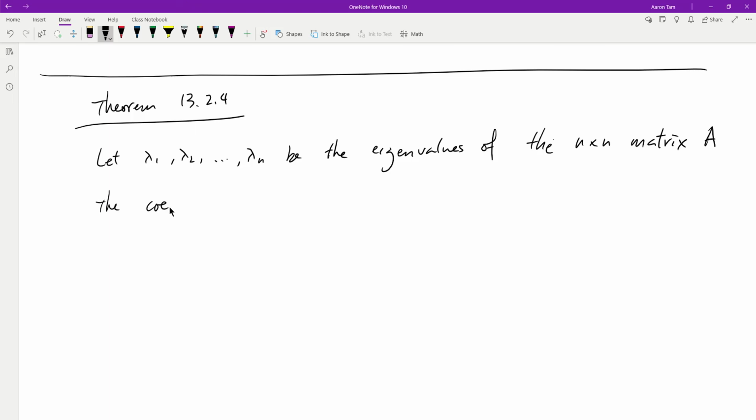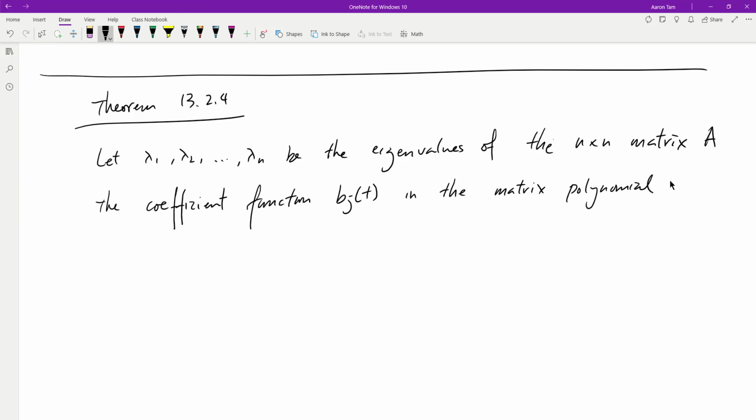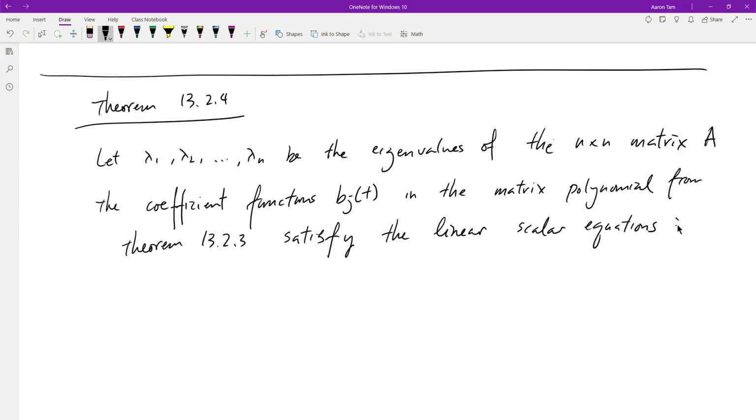Then the coefficient functions b sub j of t in the matrix polynomial from theorem 13.2.3 will satisfy the linear scalar equations, actually functions, scalar equations. So this is not one equation but a whole bunch of equations.